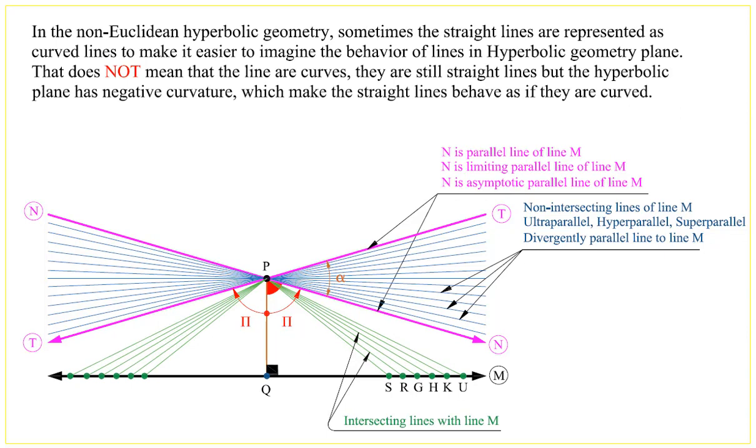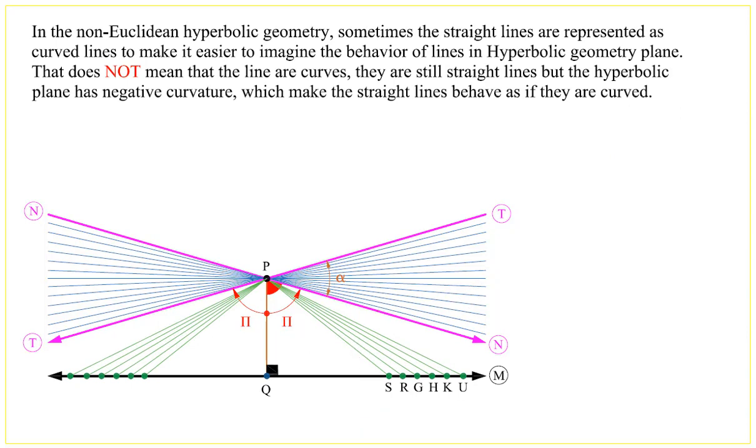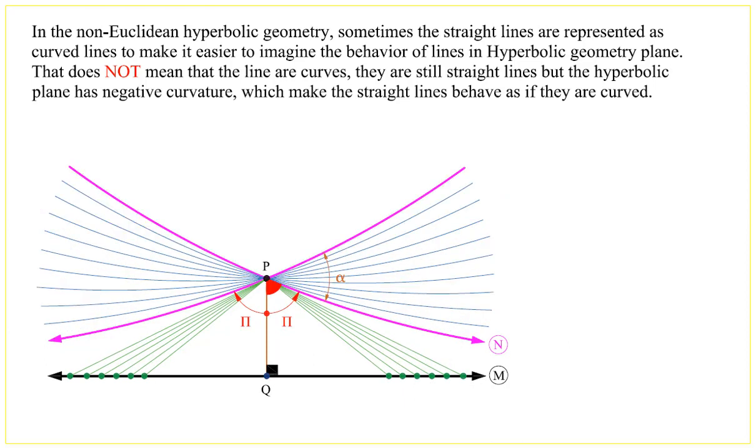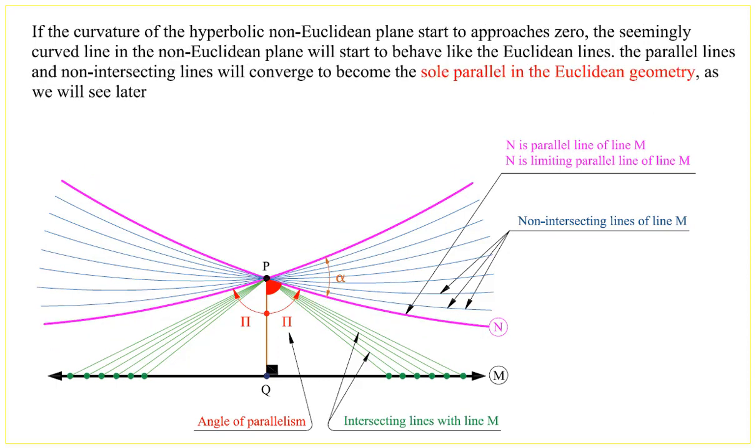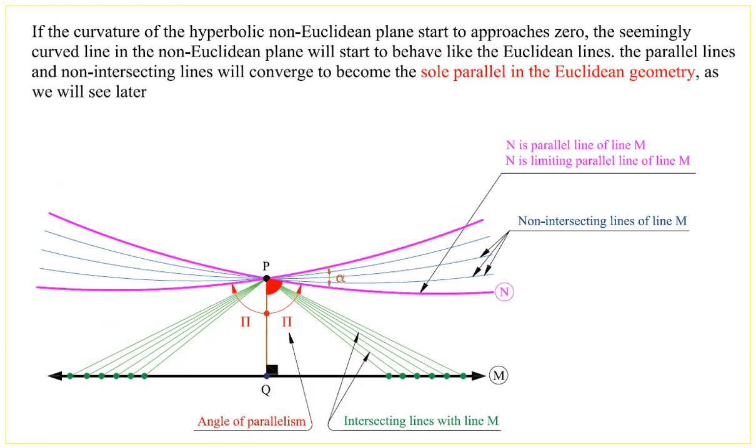In the non-Euclidean hyperbolic geometry, sometimes the straight lines are represented as curved lines to make it easier to imagine the behavior of lines in the hyperbolic geometry plane. That does not mean that the lines are curves, they are still straight lines, but the hyperbolic plane has negative curvature, which makes the straight lines behave as if they are curved. If the curvature of the hyperbolic non-Euclidean plane starts to approach 0, the seemingly curved lines in the non-Euclidean plane will start to behave like the Euclidean lines.